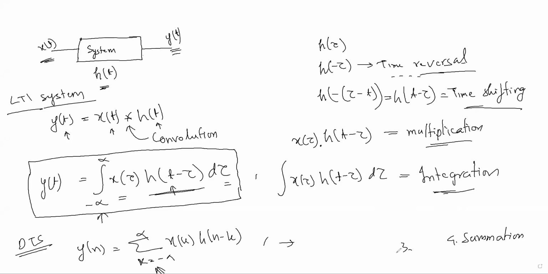And the other 3 are same. First one is time reversal, second one is time shifting, and third one is multiplication. But for discrete time signal, the fourth one is summation. Okay, you write these things.